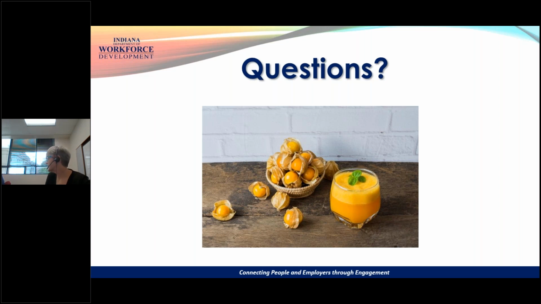So the first question we have here, Jennifer, is does the PEO for client level become financially responsible for a previous PEO balance?